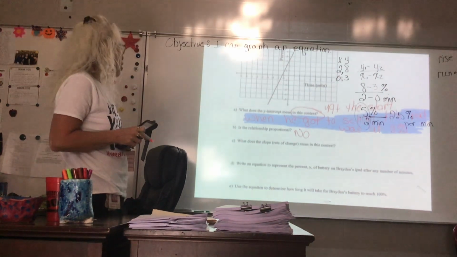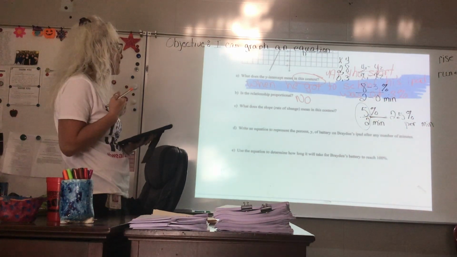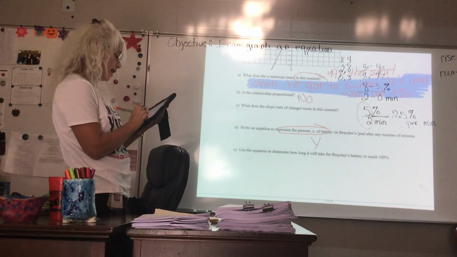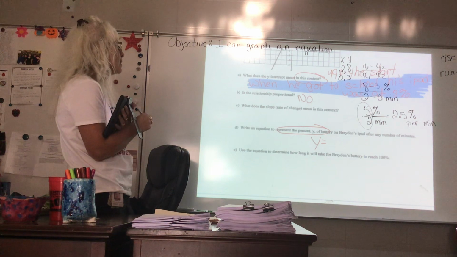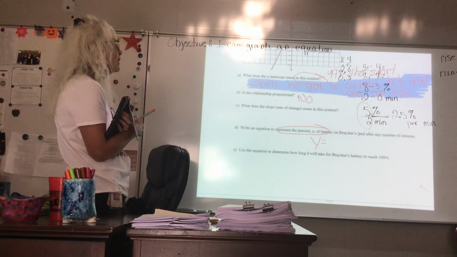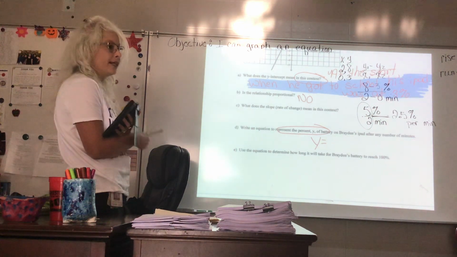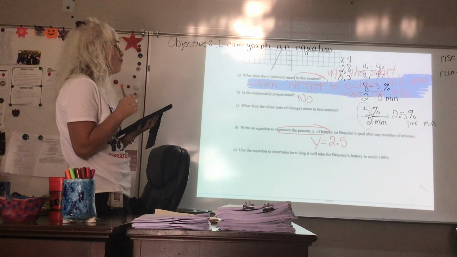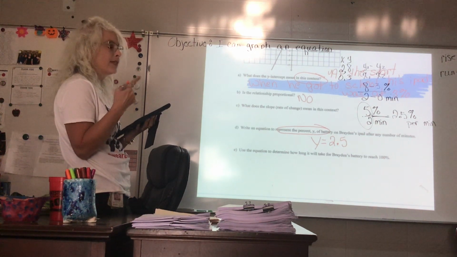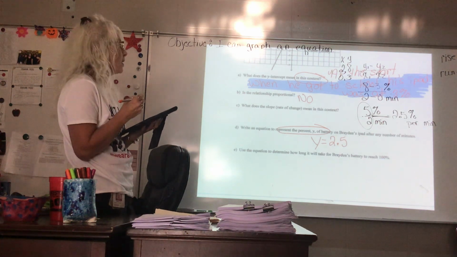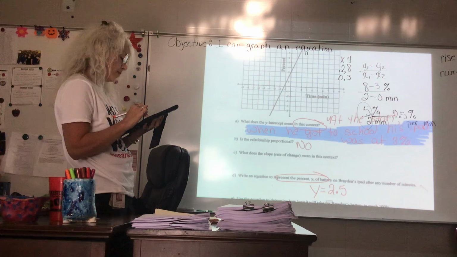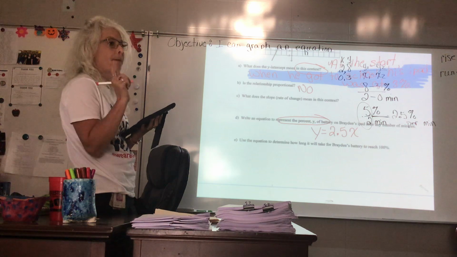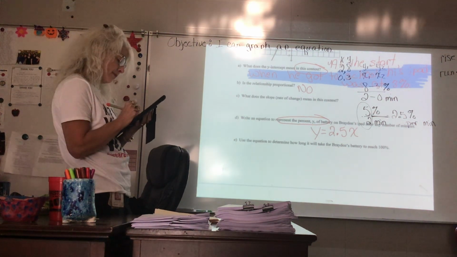Part D, it says write an equation to represent the percent of the iPad battery. Is it increasing or decreasing? Increasing, so I'm gonna put positive 2.5% every, how often is it increasing 2.5? Every minute. So what variable am I gonna use for minutes? And where did it start at? Positive or negative? So I'm gonna put +3.